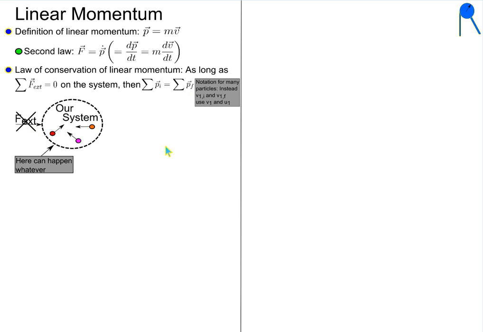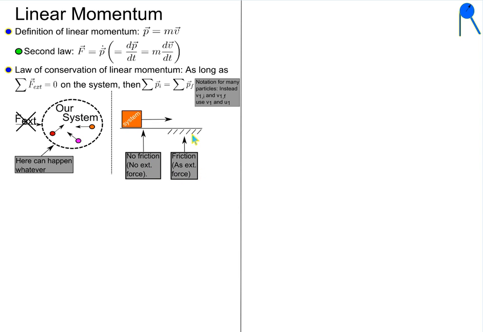One example is if you let go of some box which is your system, its velocity will change because of the external force of gravity. Here is another example. The friction, which is the external force in this case, will cause the box to slow down, and so the momentum will change.